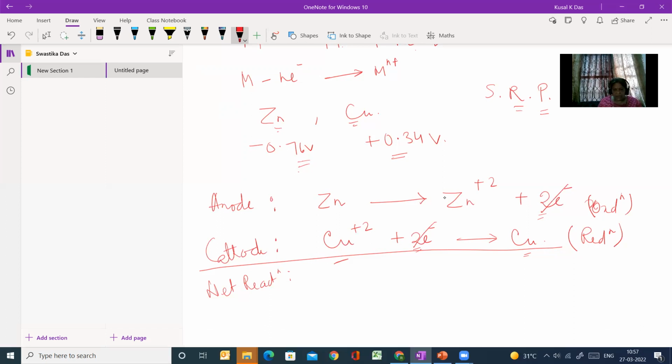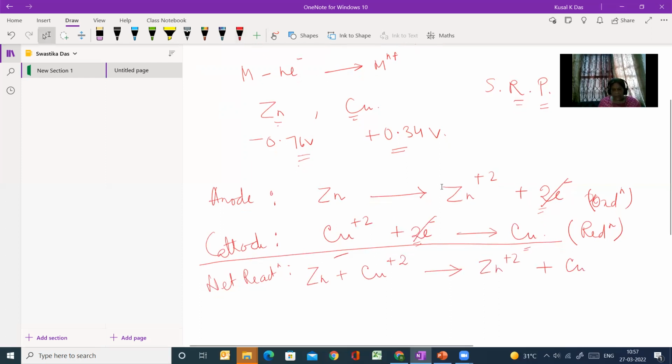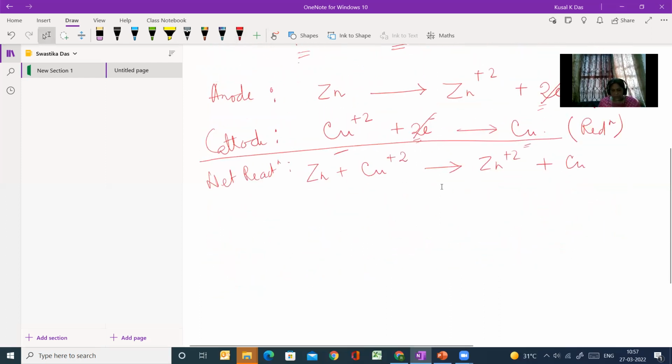So here we can now add the two reactions. Adding up the two reactions, we get zinc plus copper ions getting converted into zinc 2+ ions and copper. I'm telling you this in one shot because I want to explain the reference electrodes. That's why you should remember and understand the basic things.